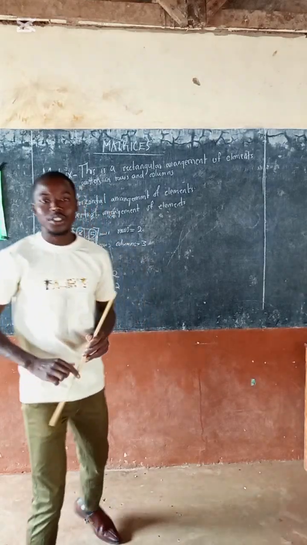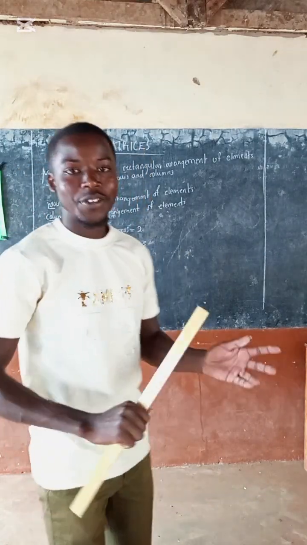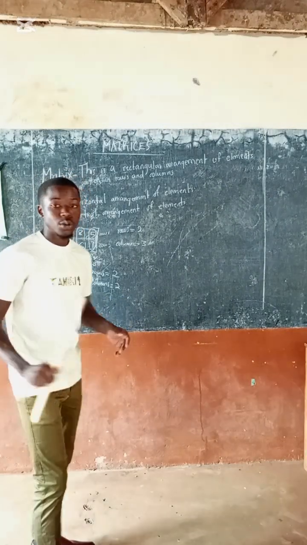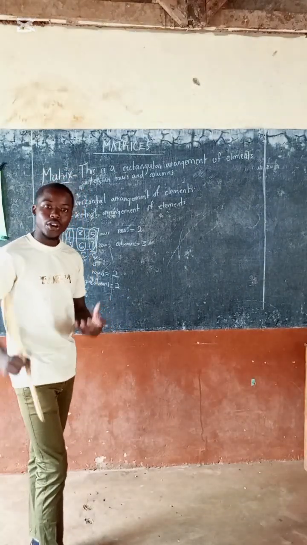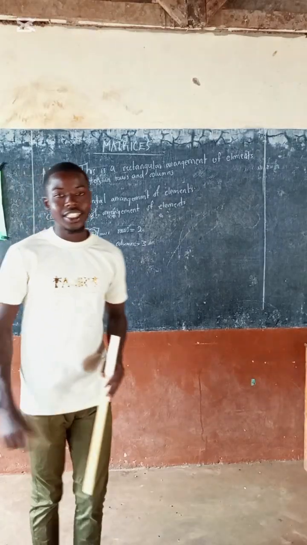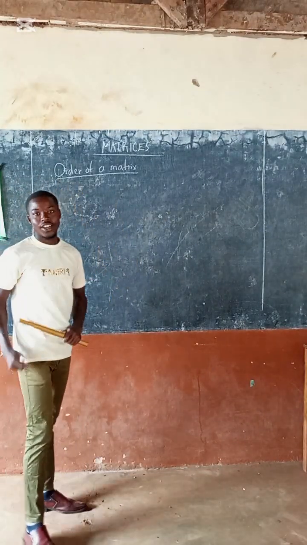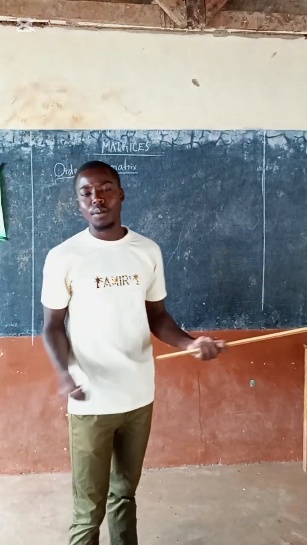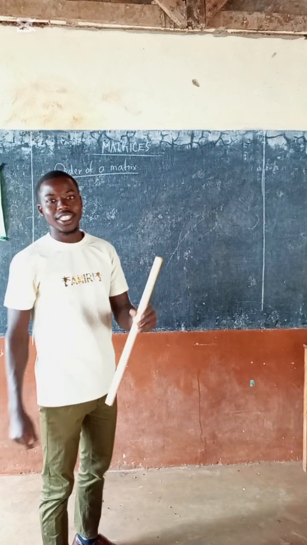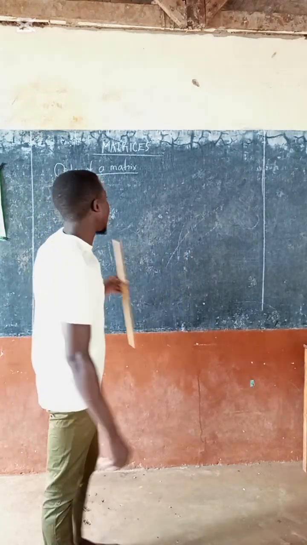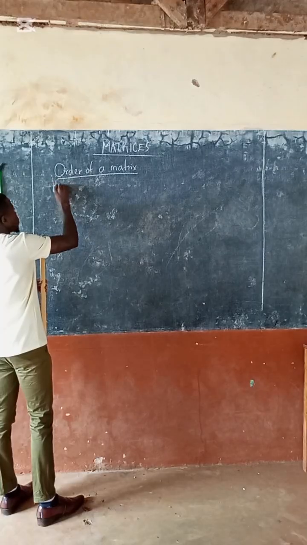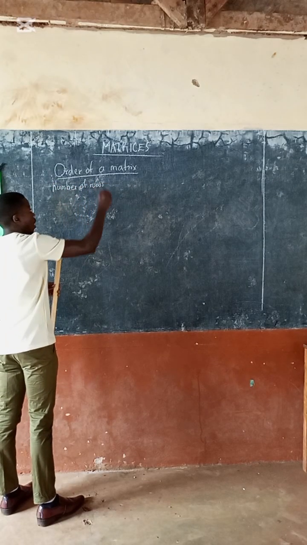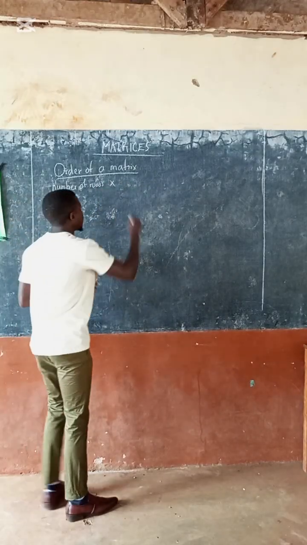Now that you know how to count the number of columns and the number of rows in a matrix, we are going to look at how to find the order of a matrix. What do we mean by the order of a matrix, or how is the order of a matrix given? The order of a matrix is given by writing the number of rows multiplied by the number of columns.